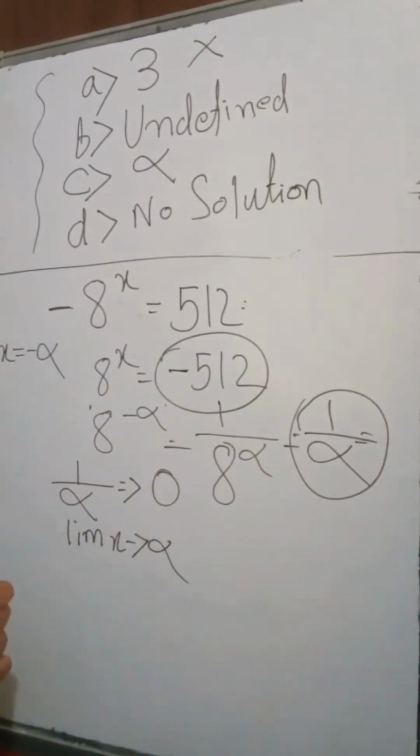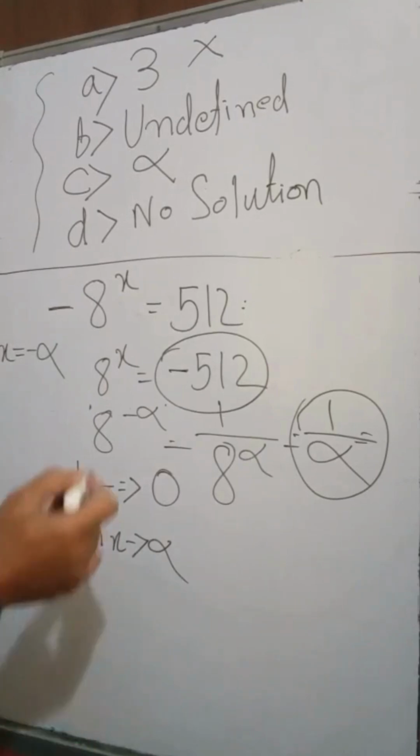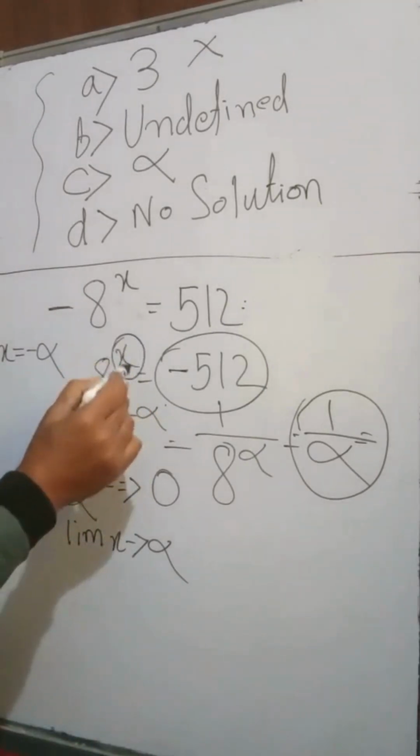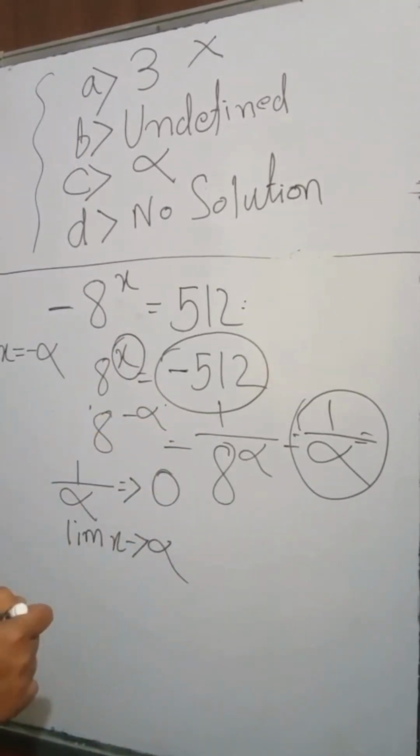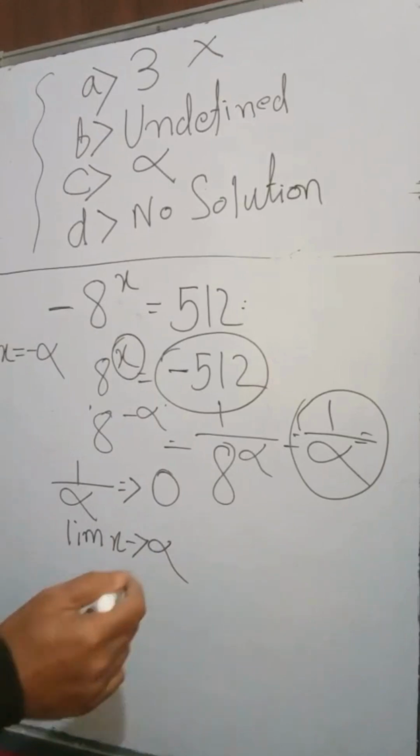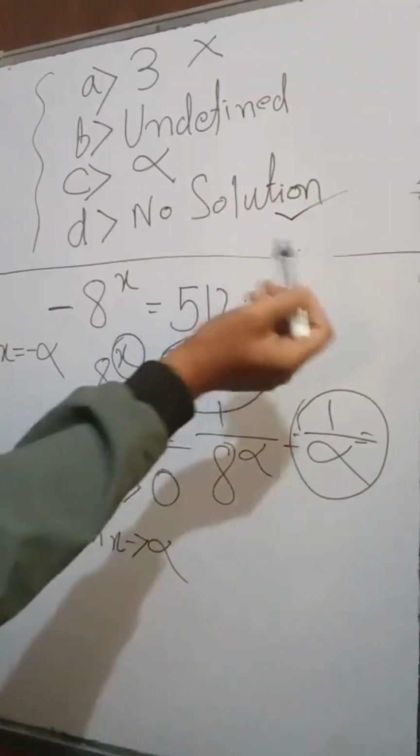So for a real solution, if we take the real value of x, and if it is a power of a positive number, it cannot create a negative number. So the answer should be option D, no solution. Hope you got the answer.